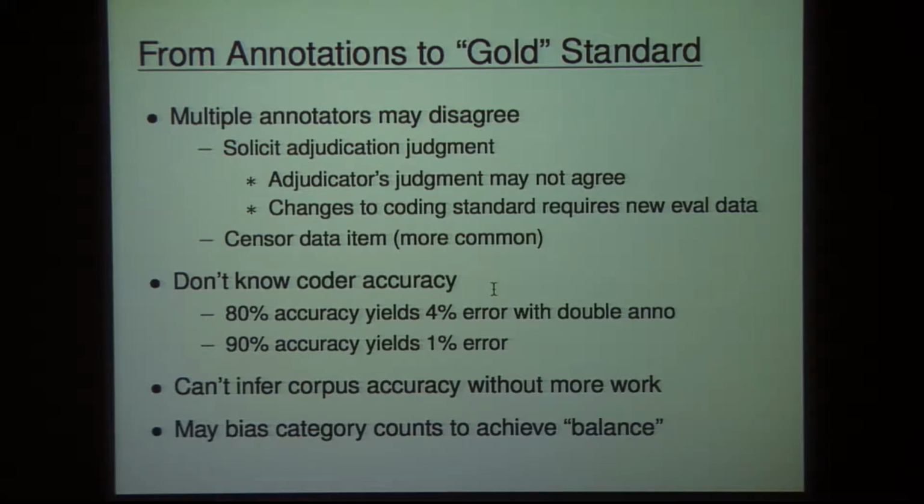You look at things like the Penn Treebank, and they think they're estimating around 1, 2, 3% error in the actual coding. Part of that's just that the coding standard's not real clear about particles and prepositions. So the problem is, you can't infer the corpus accuracy without more work, right? None of what I've told you here tells you, unless you know the accuracy of the coders, you don't know the accuracy of your corpus.